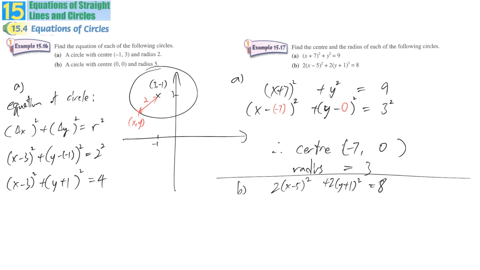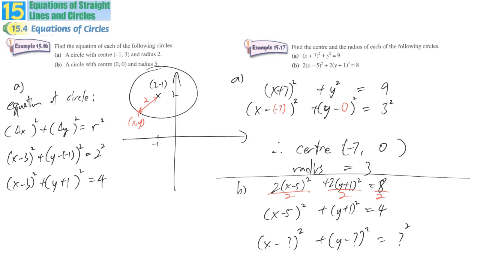Again, in part B, we need to write down (x minus something) squared plus (y minus something) squared equal to something squared. That's our target. But however, you find 2 here totally does not fulfill our requirement. So we should divide both sides by 2. Every term divided by 2. So we have (x minus 5) squared plus (y plus 1) squared equal to 4.